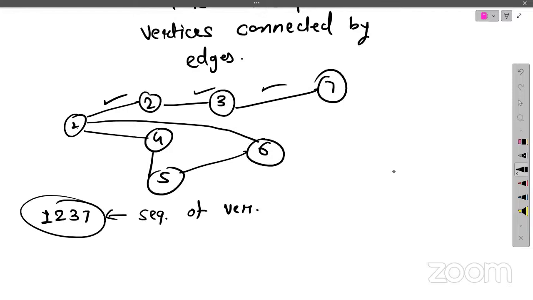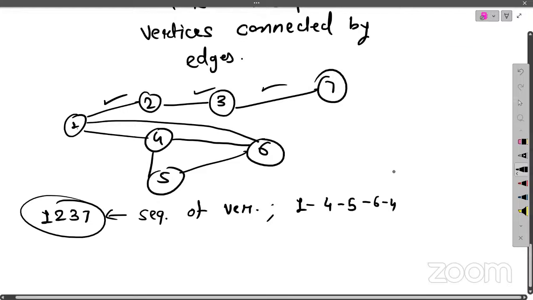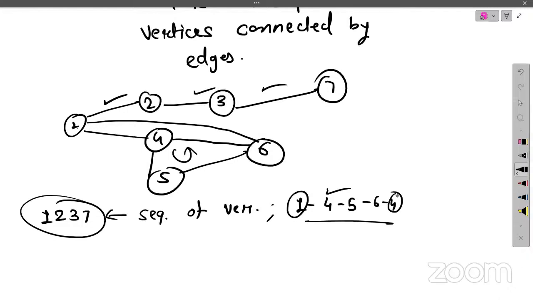So for example, suppose this is also connected. If you write one sequence like 1, 4, 5, 6, and then also go to 4, then we cannot say that this is a path from 1 to 4, because we are repeating the vertex 4 in between. So we are repeating a vertex in a path. This is not the general case in graph theory. Whenever we have such a repetition of a vertex, that sequence is not a path, it will be a walk.